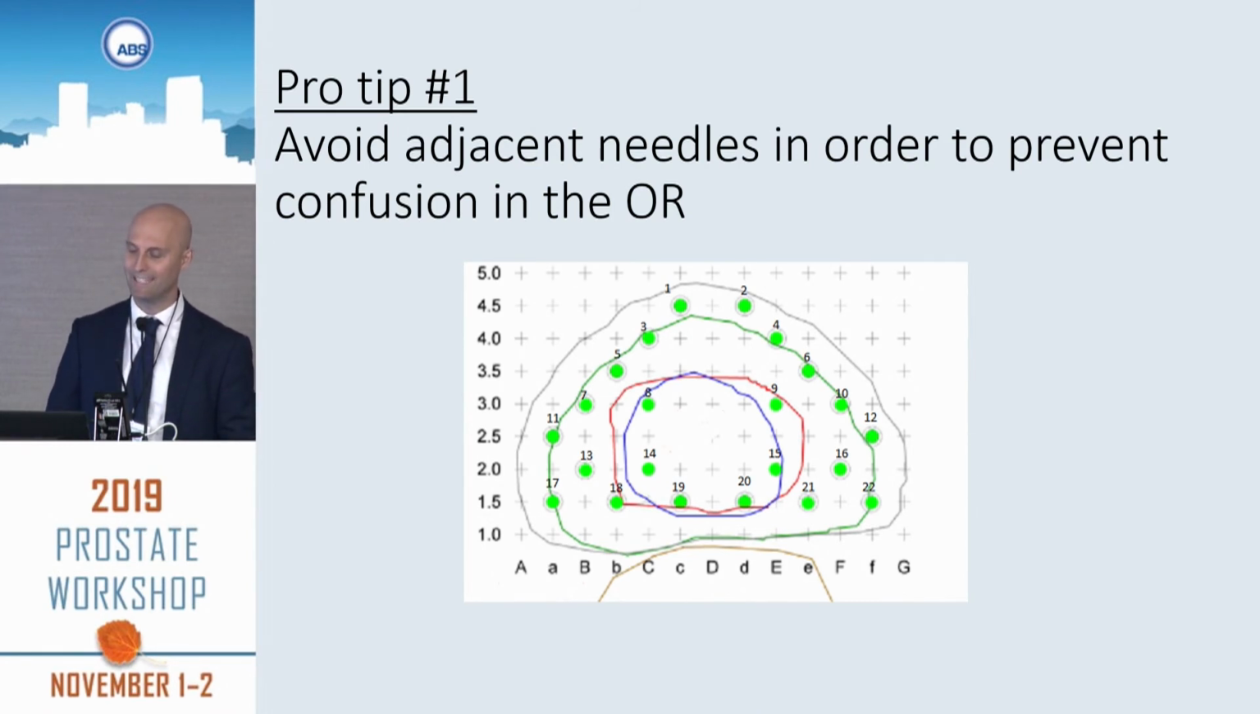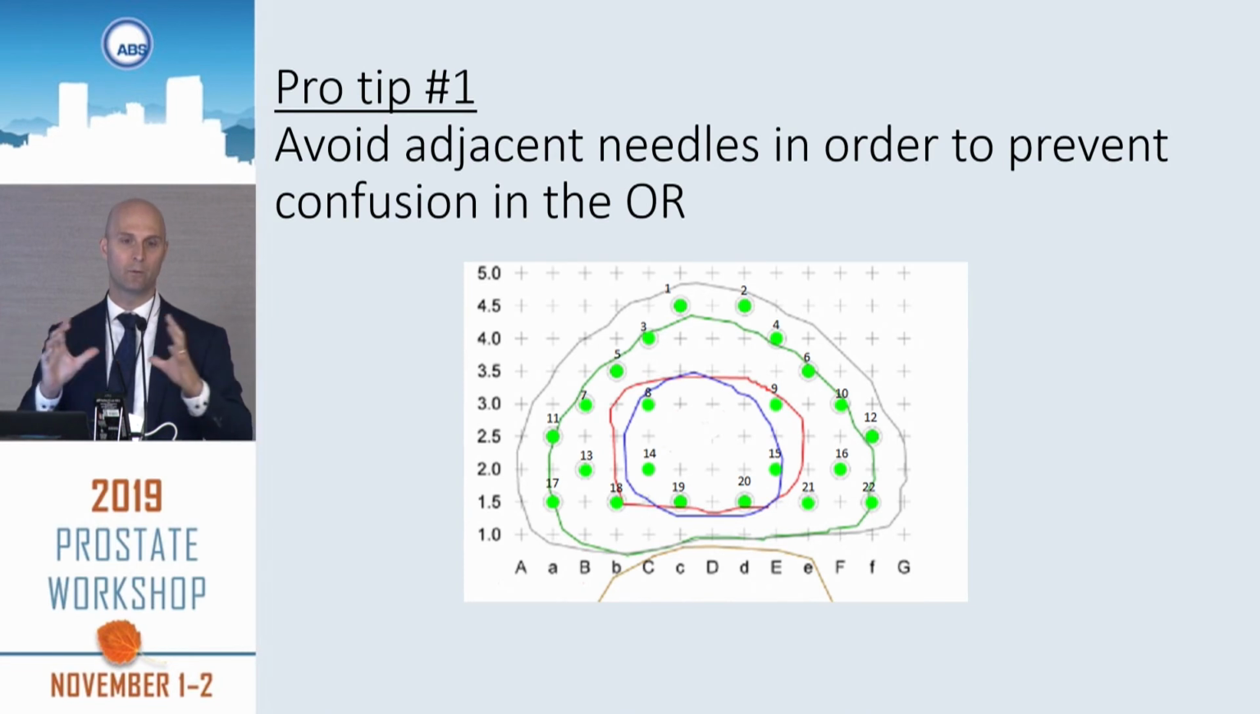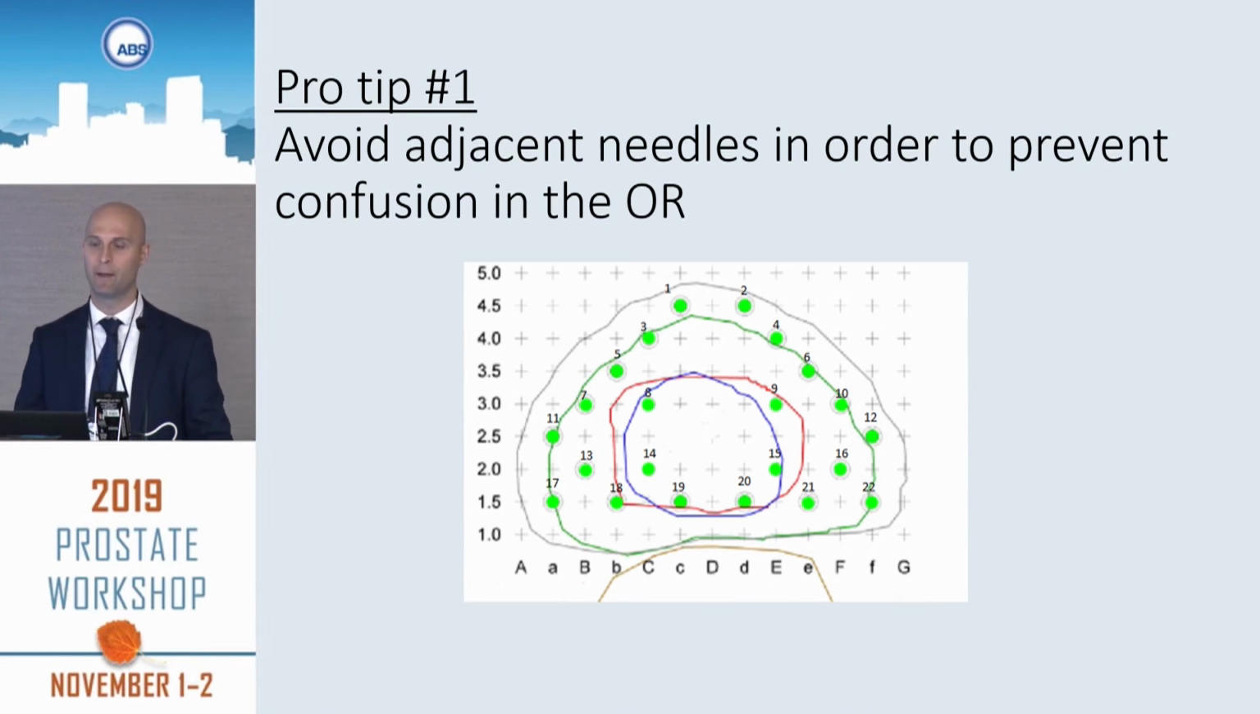We avoid adjacent needles in order to prevent confusion in the OR. It's helpful. It gives you a little more flexibility to adjust them also in the OR if you've got a little space between them. So in our pre-plan, we use some of these that are kitty corner, but we try not to stack too many that are right next to each other.